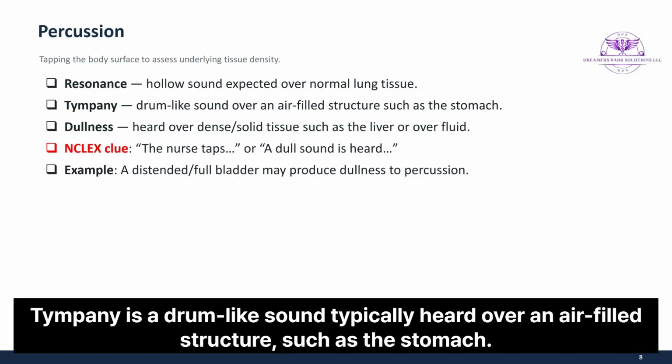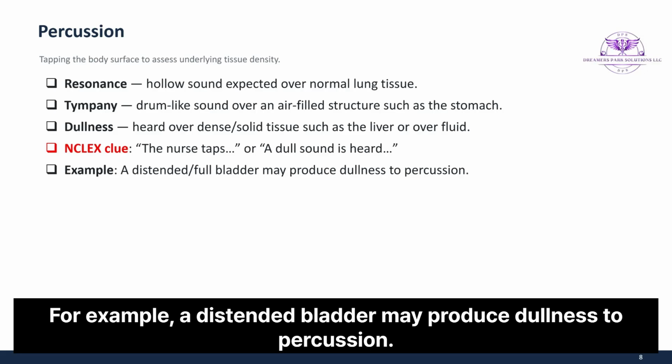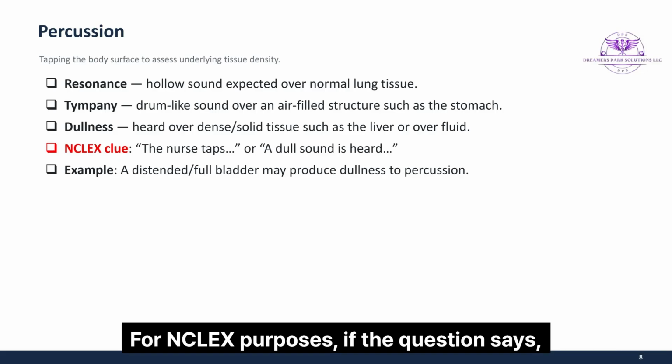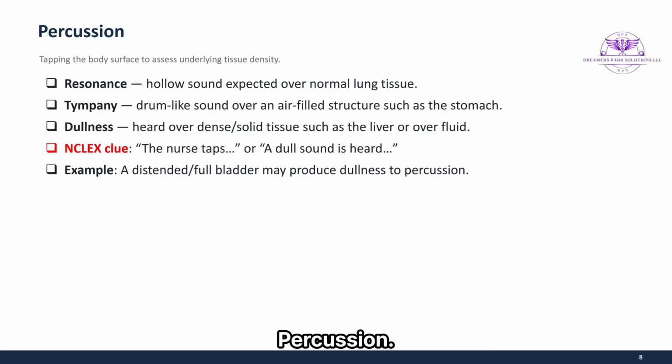Timpani is a drum-like sound typically heard over an air-filled structure, such as the stomach. Third is dullness. Dullness is heard over dense or solid tissue, such as the liver, and may also occur over areas containing fluid. For example, a distended bladder may produce dullness to percussion.